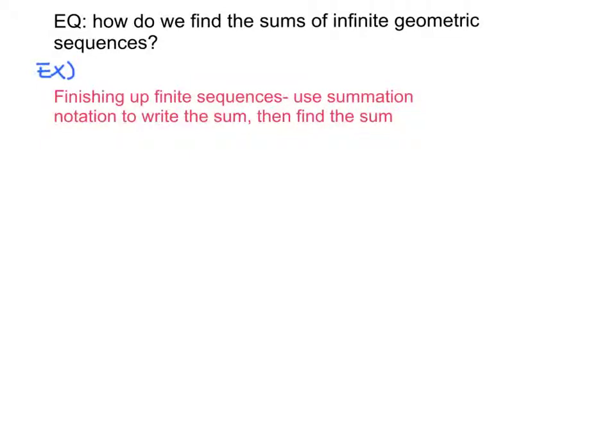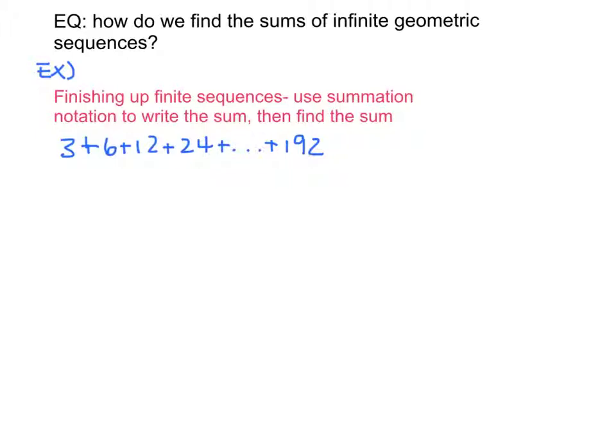Okay, so let's start off by using summation notation to write the sum of a sequence whenever we're given some of the terms, and then we'll find the sum of that sequence. So we're given 3 plus 6 plus 12 plus 24, and so on, all the way to plus 192.